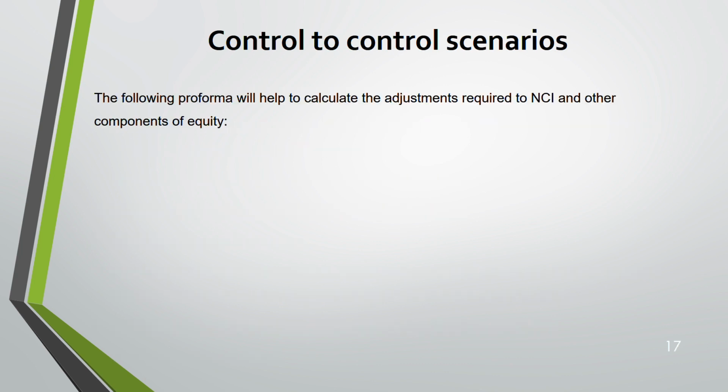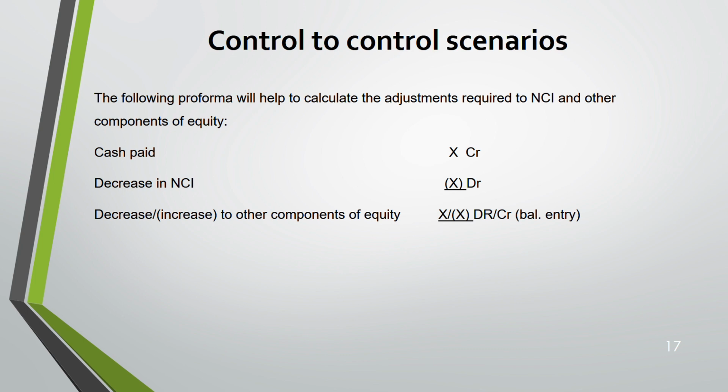Okay, this is the pro forma. You need to memorize this pro forma. You are basically adjusting the NCI. So cash paid, decrease in NCI, you deduct. Cash paid, obviously, to buy, you have to pay cash. And from there, you're decreasing your NCI. That decrease or increase goes to other components of equity. If it's a decrease, debit balance. If it's an increase, credit balance.